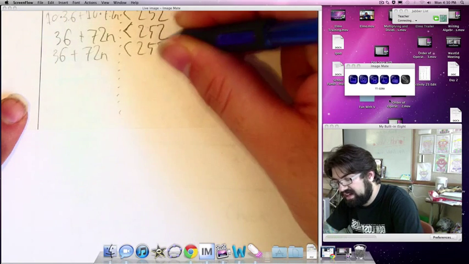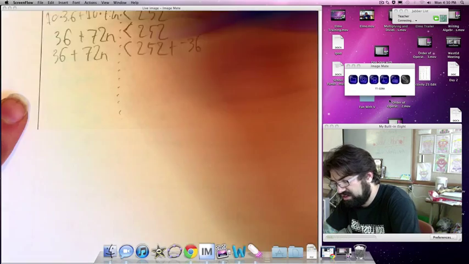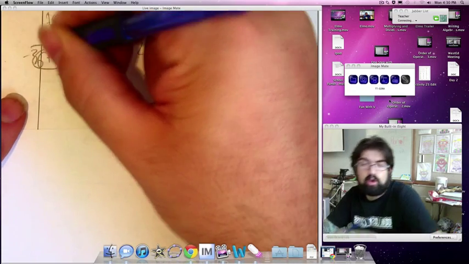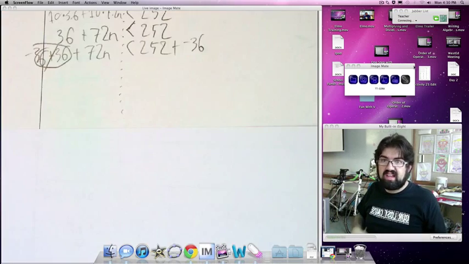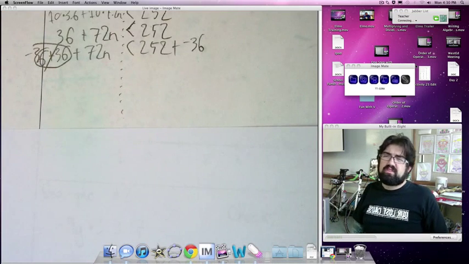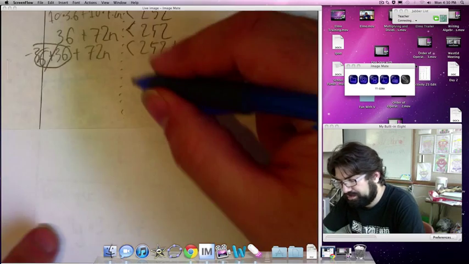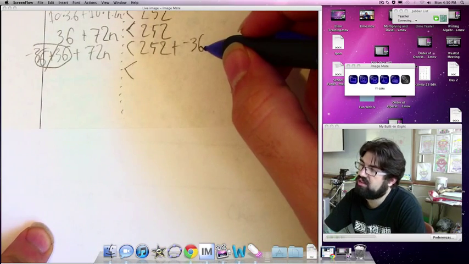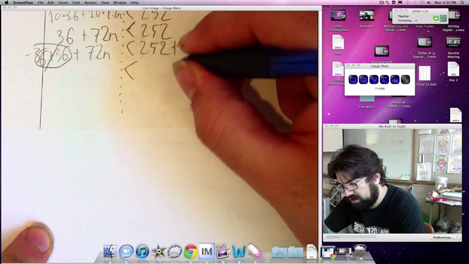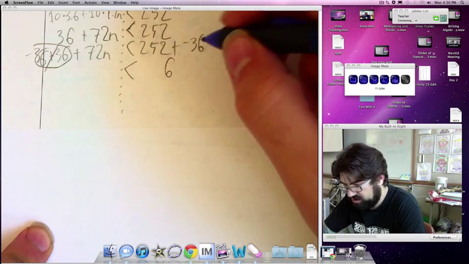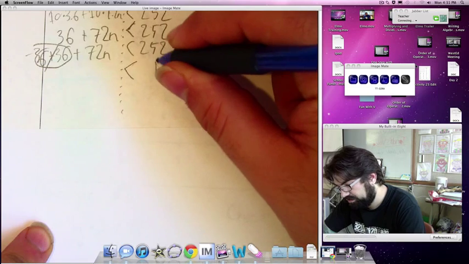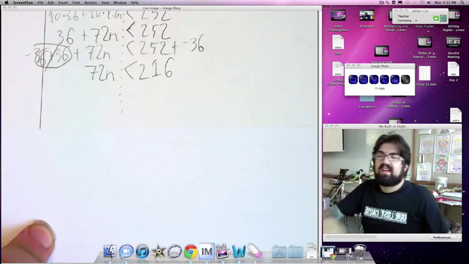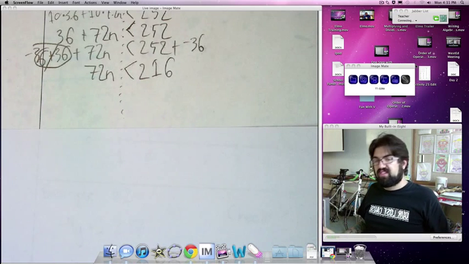I'm going to add negative 36 to both sides. This is going to equal 0. That's the whole point. We're moving the constant to the other side. Well, since they're basically subtracting, and I highly recommend checking my work on this, 2 minus 6 is negative 4, so we got 6 left over. 4 minus 3 is 1. So we know 72n is less than 216.